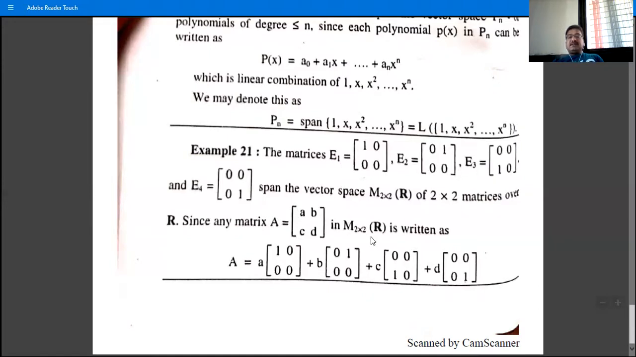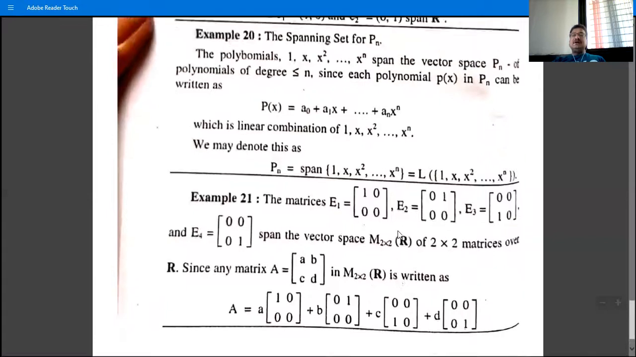And therefore we say that every vector of M2x2(R) is expressed as a linear combination of E1, E2, E3, E4, and so E1, E2, E3, E4 span M2x2(R). If we denote the set E1, E2, E3, E4 by capital S, then we say that the set S spans M2x2(R). We can write that L(S) is equal to M2x2(R). So this is about the spanning.